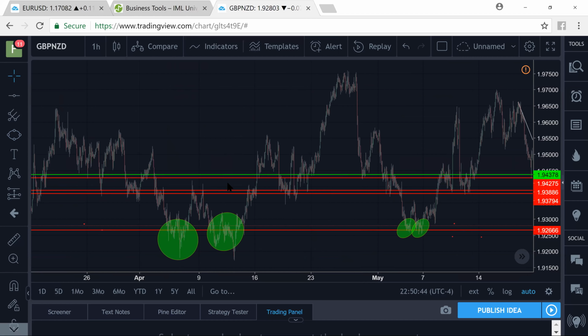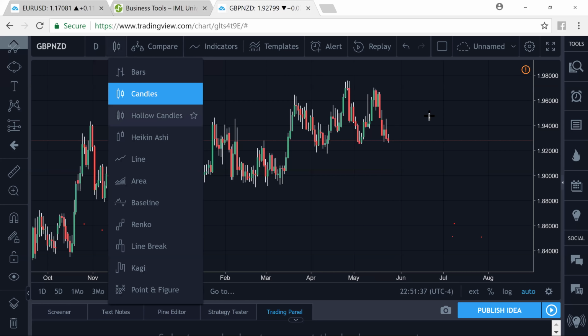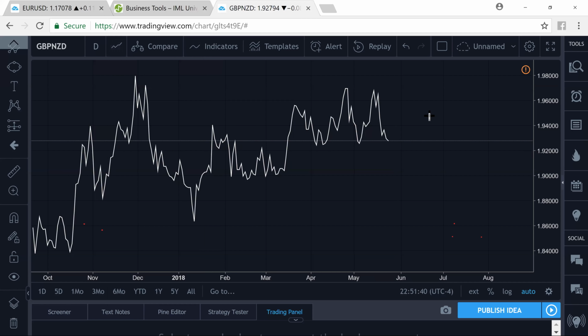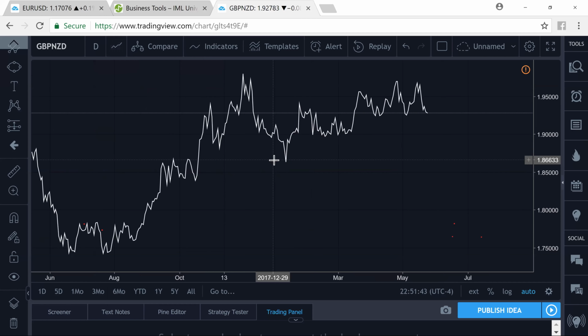Now that I'm on a daily time frame, and I see this, I say to myself, let me go ahead and clean this up. On a daily time frame, this is what I say to myself: I need to switch over to my line chart. The moment I switch over to my line chart, that's when I can start truly marking this up.